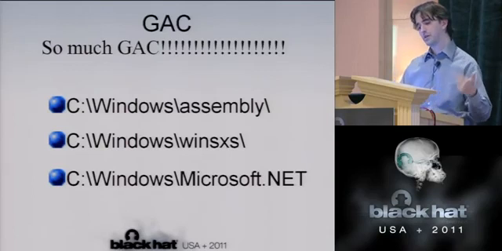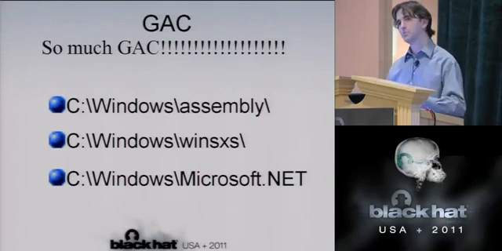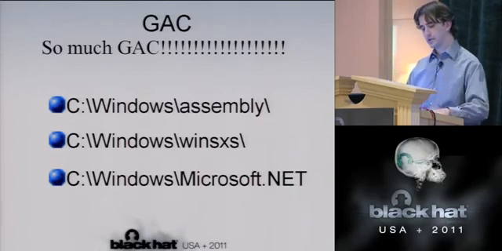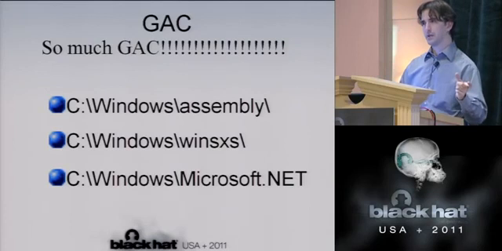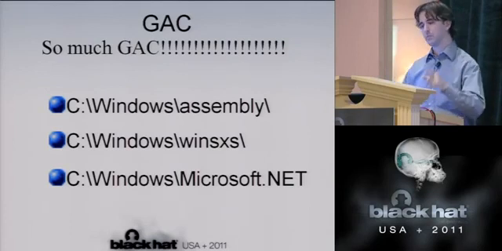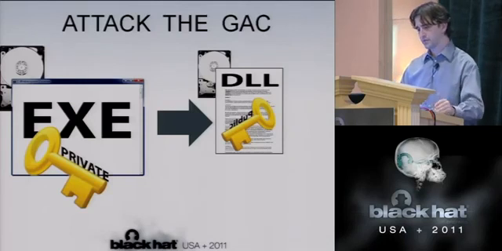There's a bunch of GACs. There's Windows\assembly, there's Windows\WinSxS, and there's Windows\Microsoft.NET. These GACs are used by different programs for slightly different reasons. And when you check these out, you're going to find nice vulnerable areas to target. This DLL, or this application, shouldn't be calling .NET, but it is, and it's out of here. And the GAC is nice because everyone calls it.